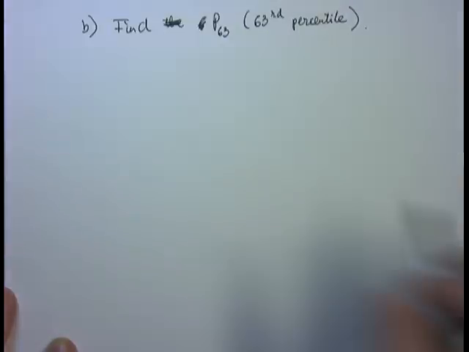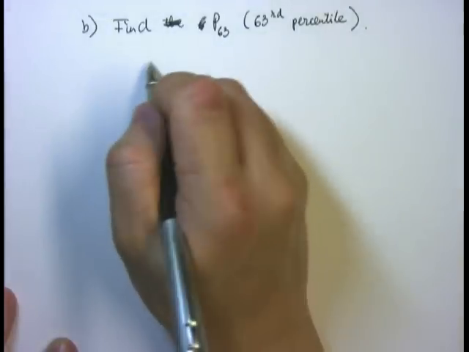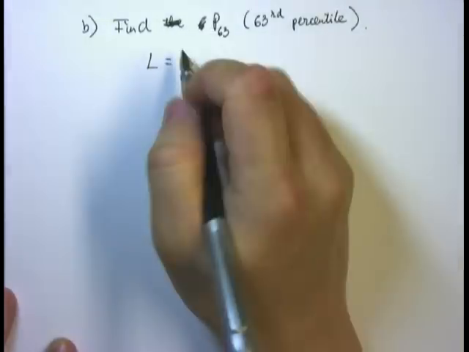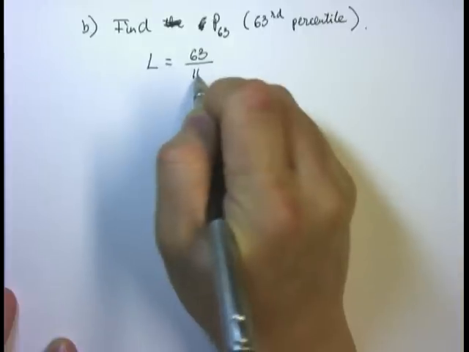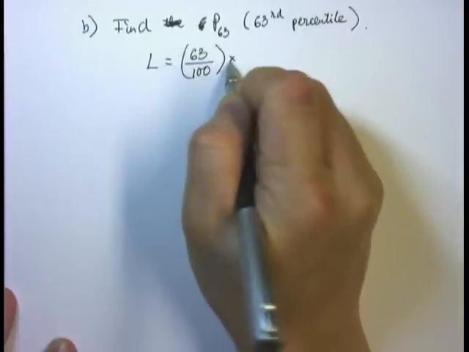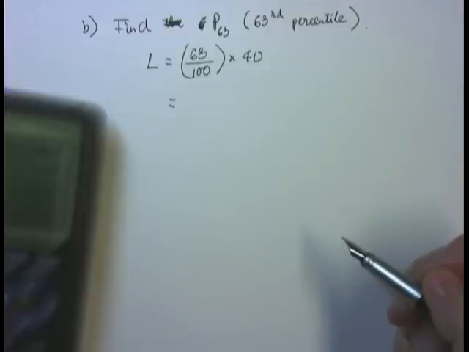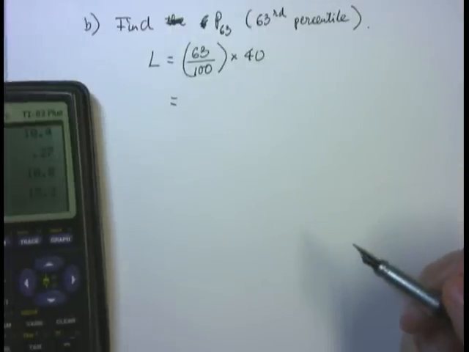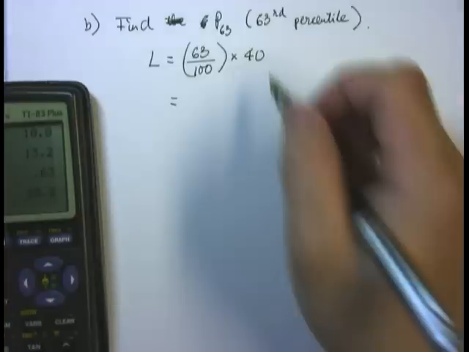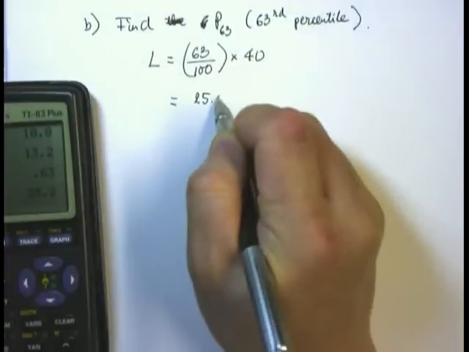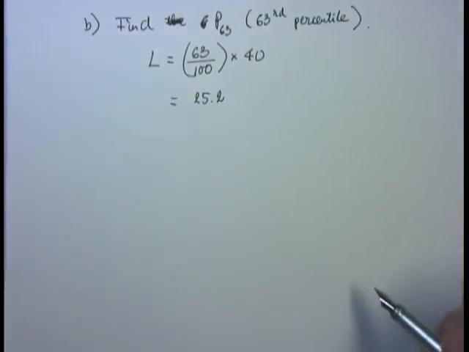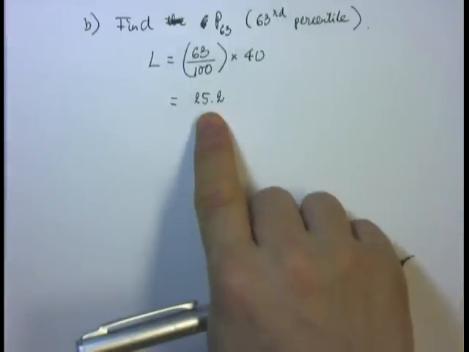Okay, so now once again we need to find a locator, and we need to go 63 divided by 100 times 40. So 63 divided by 100, and that multiplied with 40 gives me 25.2.